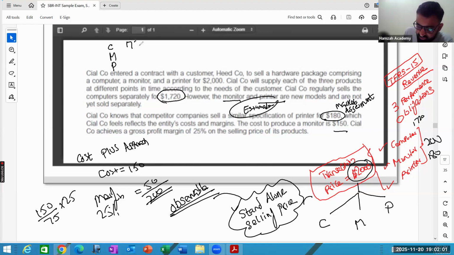1720, 180, and 200. Now, on this proportion, we will allocate the transaction price of $2,000 in these three performance obligations. And the method to do it will be, first of all, do the total of standalone price. The total of the standalone price is 2100. So the computer price will be 2000 divided by 2100 into 1720.